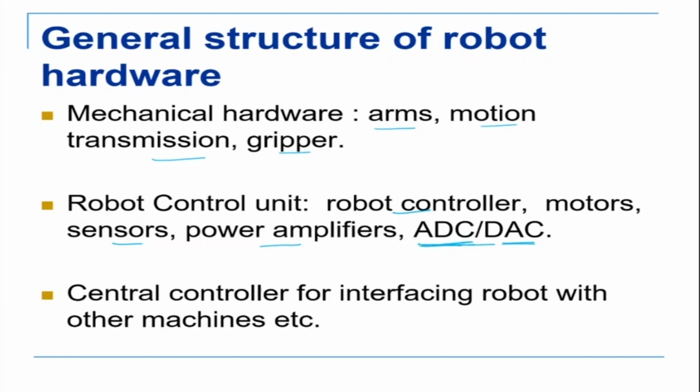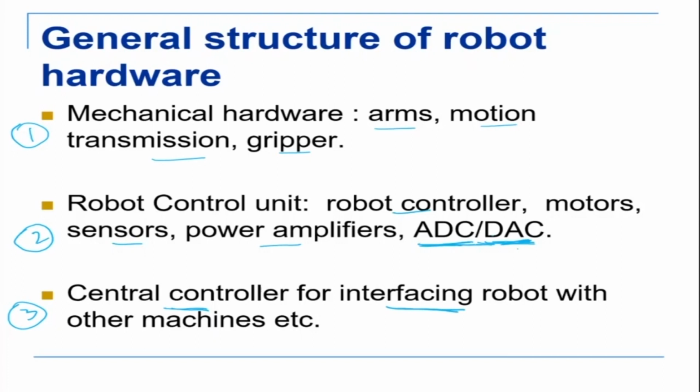The other, that is the converse, is when the robot is giving information to something which is analog. It must be able to convert from digital to analog and then give a signal. Okay, digital to analog conversion should be there. For example, if the robot is communicating with another machine using an analog channel, then it must convert digital to analog and then give it there. And then, so we have number one, mechanical hardware. Number two, robot control units. Number three is central controller for interfacing robot with other machines. So there has to be some controller for interfacing the robot with other machines.